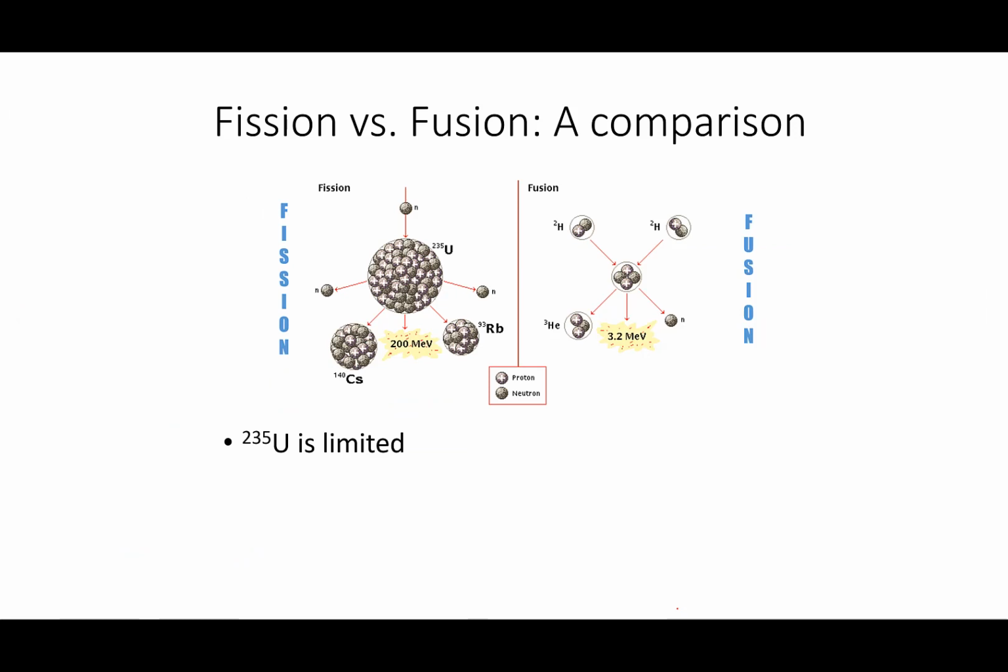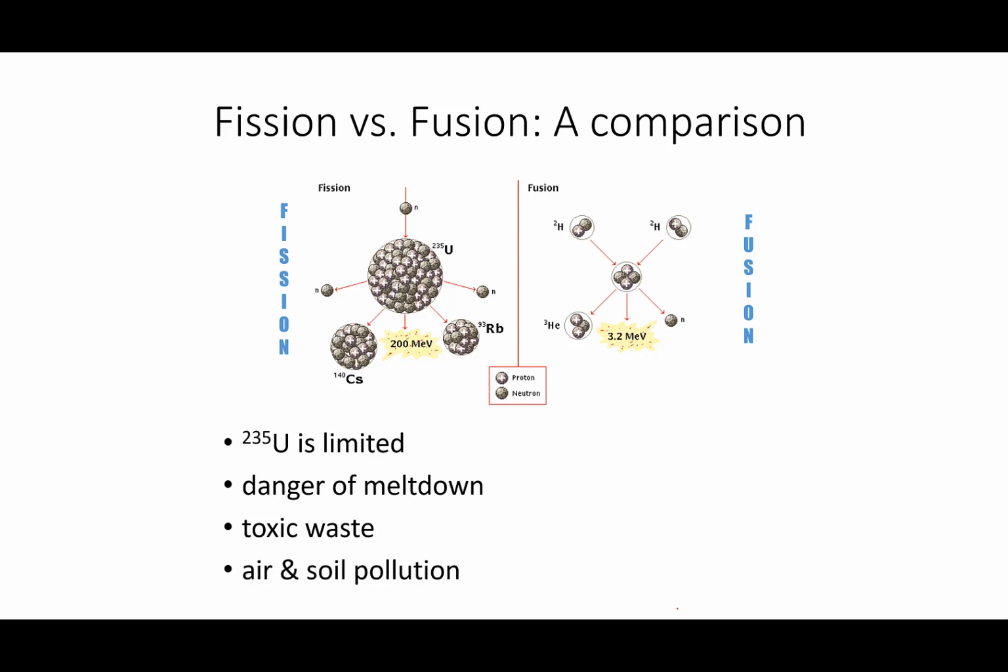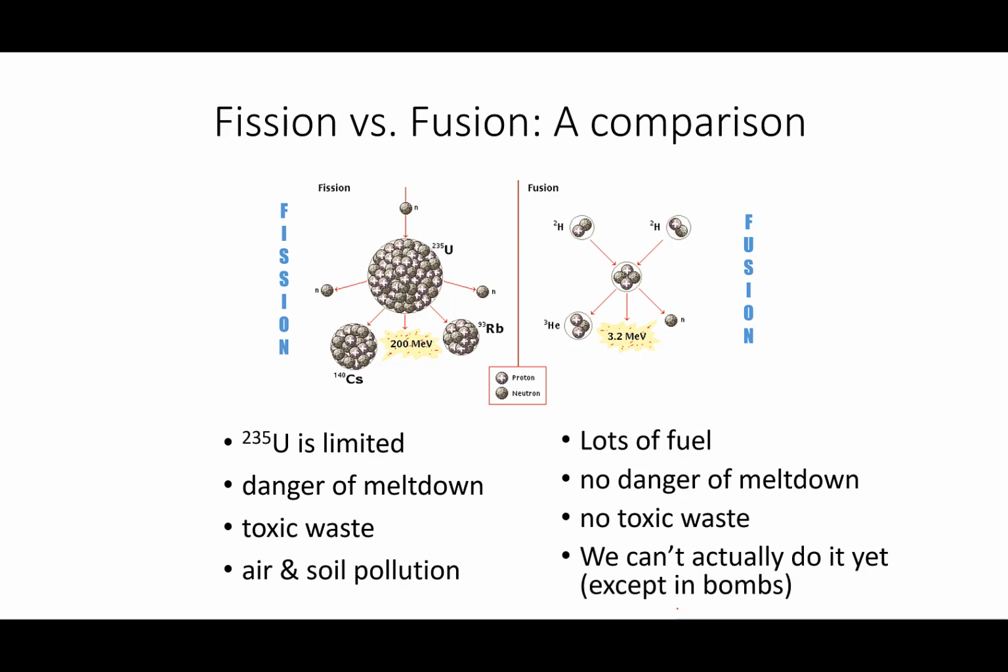So fission is not great because it requires uranium, which we're going to run out of. There's a danger of a meltdown if it gets too hot. There's toxic waste, and you make a lot of pollution. Fusion is better because you use fuel that you get from the ocean and from the air, just hydrogen. No danger of a meltdown. There's no toxic waste because you only make helium, which is really useful, actually. We could use some more helium. And we can't actually do it yet, which is a downside, except for in bombs.